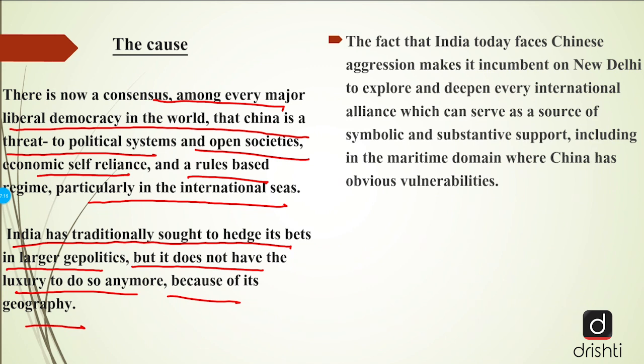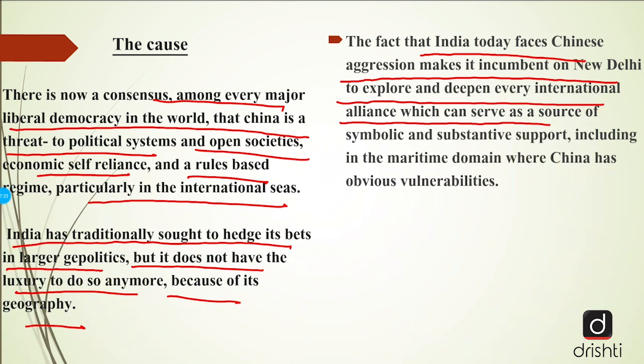The fact that India today faces Chinese aggression makes it incumbent on New Delhi to explore and deepen every international alliance which can serve as a source of symbolic and substantive support, including in the maritime domain where China has obvious vulnerabilities. Now, like we know, China is trying to put tremendous pressure on India. So, India is now exploring every possible international alliance which can serve as symbolic as well as substantive support to India against China.